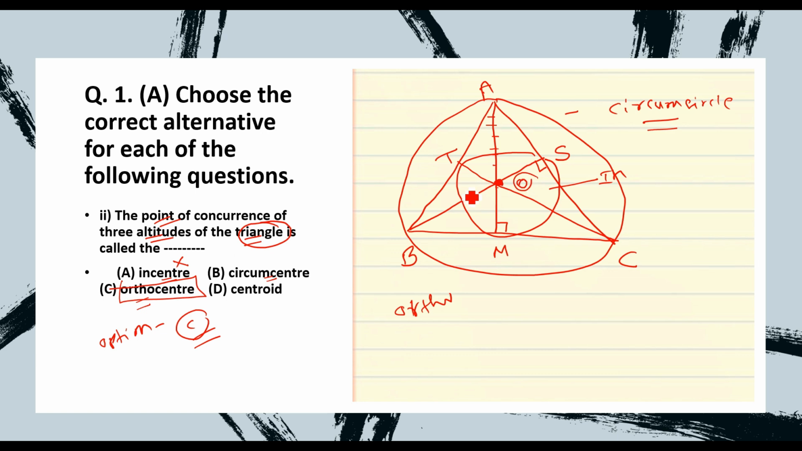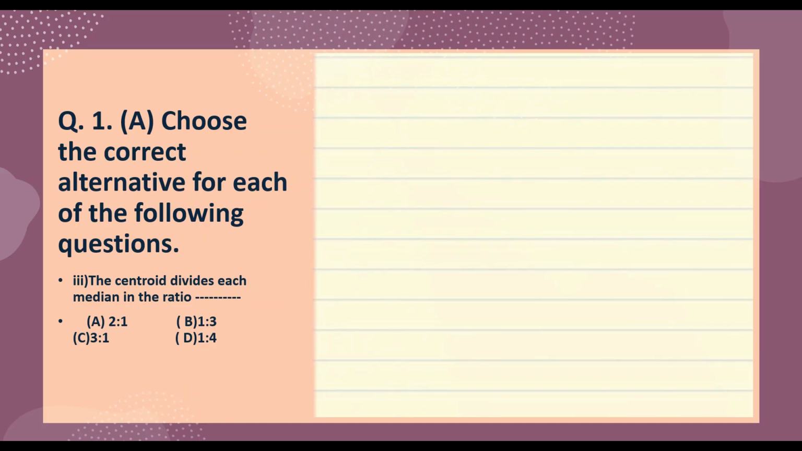That point is called the orthocenter. This is regarding question number 2. Now we will move to the next question, which is again an MCQ. This is again related to the median of the triangle. The question is: the centroid divides each median in the ratio?